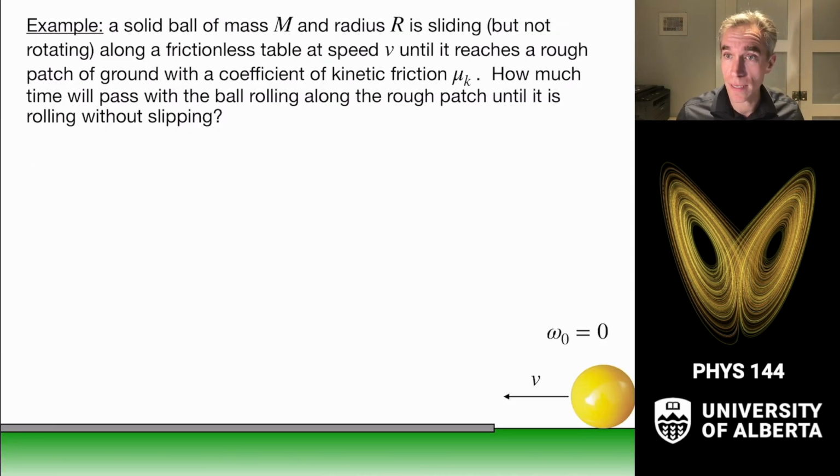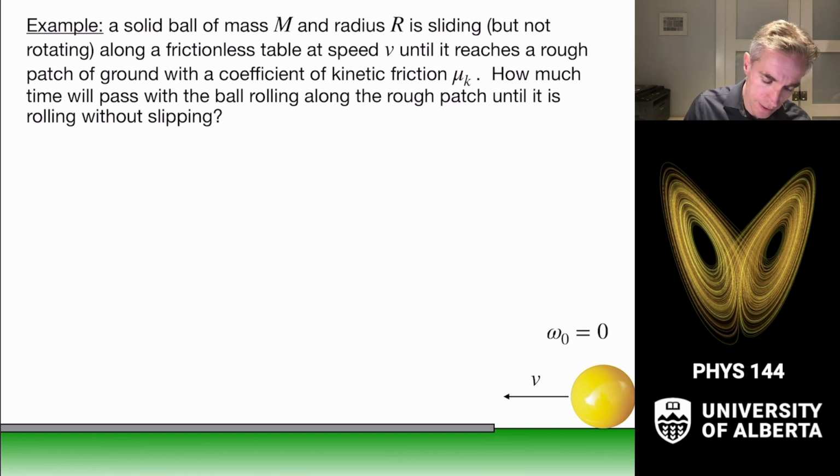Okay, for our next example, we want to consider a case where the rolling motion and the translation motion aren't actually connected to each other, at least initially. What we want to consider here is a solid ball of mass m and radius r that's sliding with an initial angular speed of 0. So it's just moving along without any twisting until it reaches a rough patch here, which has a coefficient of kinetic friction mu k. I'd like to know how much time will pass with the ball rolling along the rough patch until it is rolling without slipping. So we have two things we need to consider here.